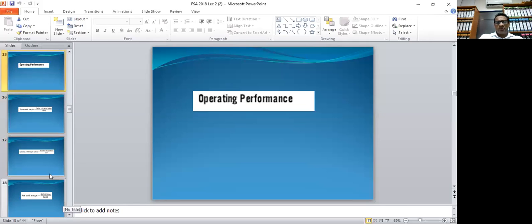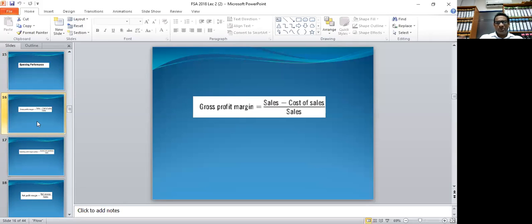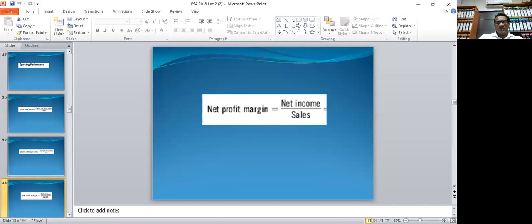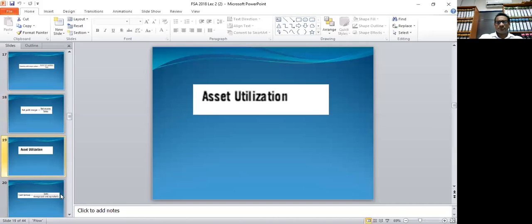Okay, on operating performance, of course, there are many ratios that you can calculate. GP margin, you know how to calculate that: sales minus cost of sales over sales. Operating profit margin, that is PBIT or EBIT, income from operations divided by sales. Net profit margin, net income divided by sales.